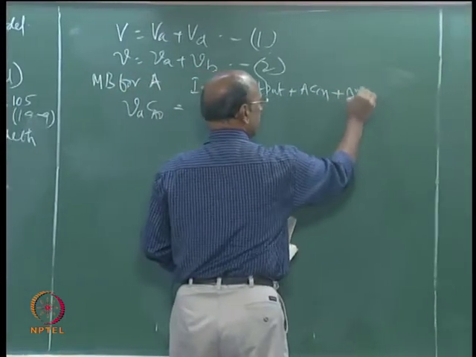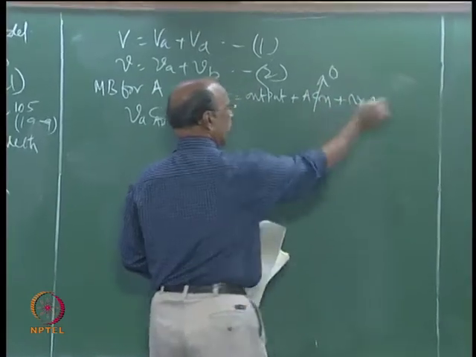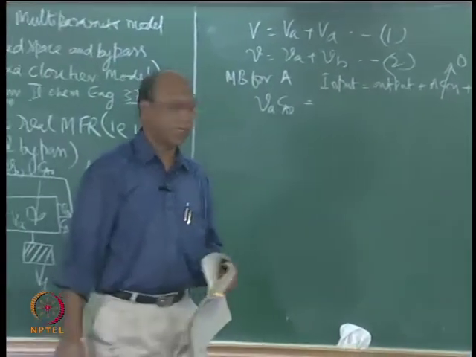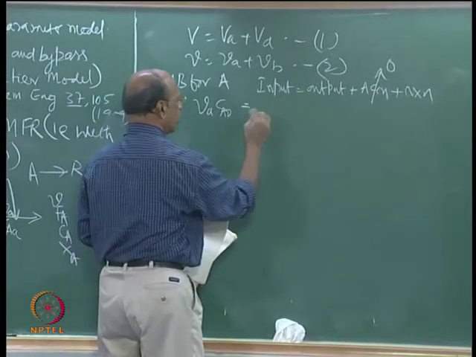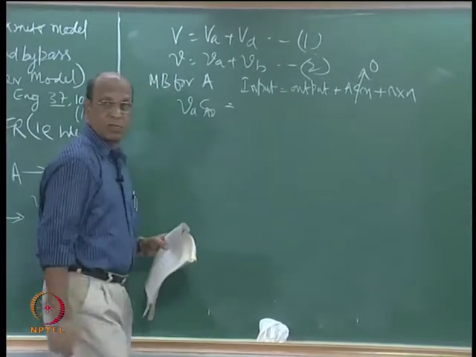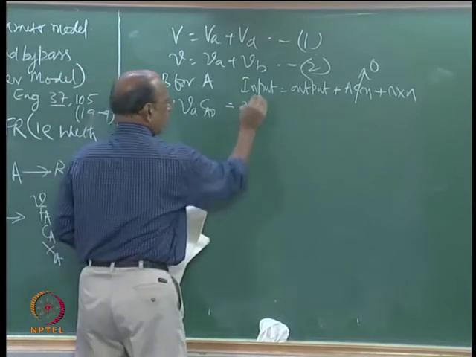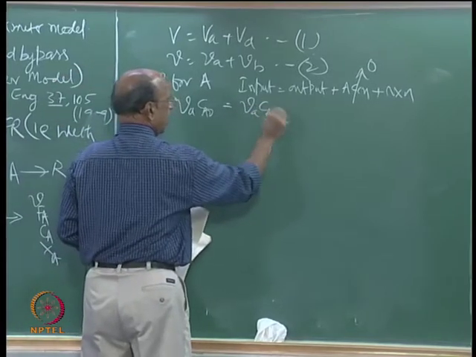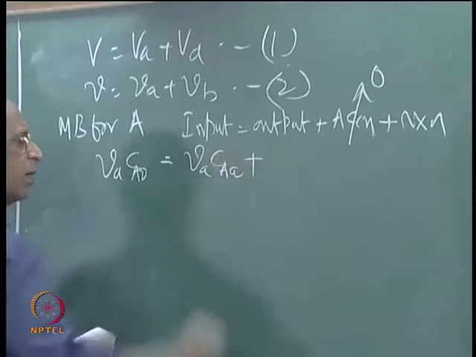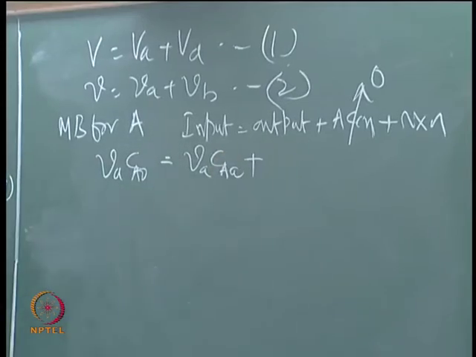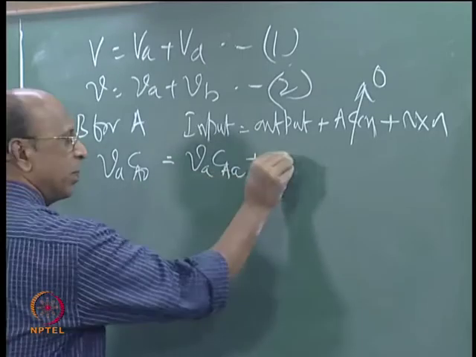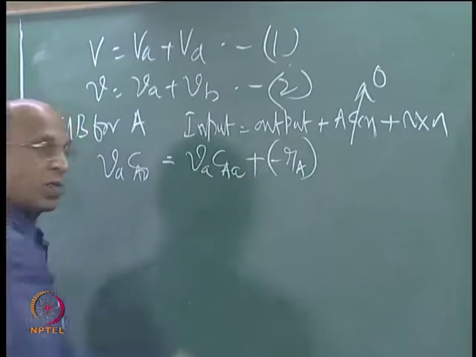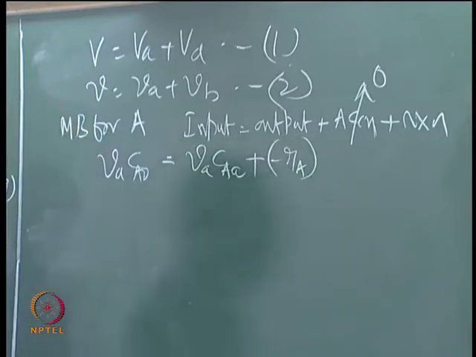Accumulation plus reaction. So, now accumulation will be 0, because steady state, right? Now, tell me, Pooja, V A into C A naught is the input, and output? V A into C A A. Excellent, Pooja. Once more. V A into C A A plus reaction, minus R A, into V A plus V D? No, V A only.